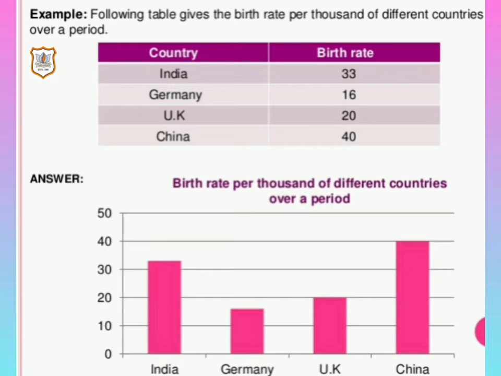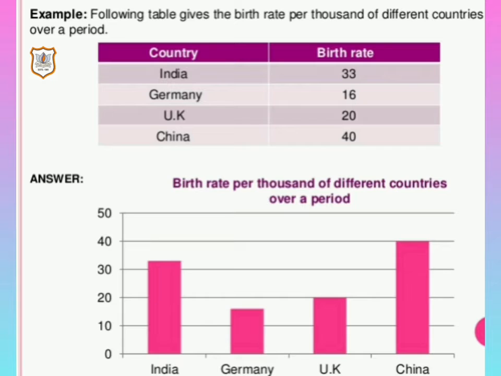So let's have a look at an example of a bar diagram. We studied that a bar diagram is made when only one characteristic is mentioned in the question. So let's read the example. The following table gives the birth rate per thousand of different countries over a period. That means only one characteristic is given, that is birth rate, and country is given, birth rate is given.